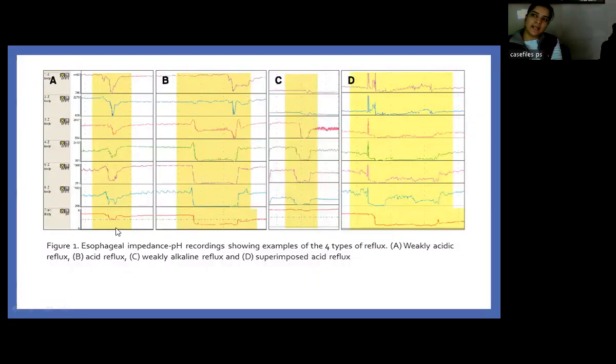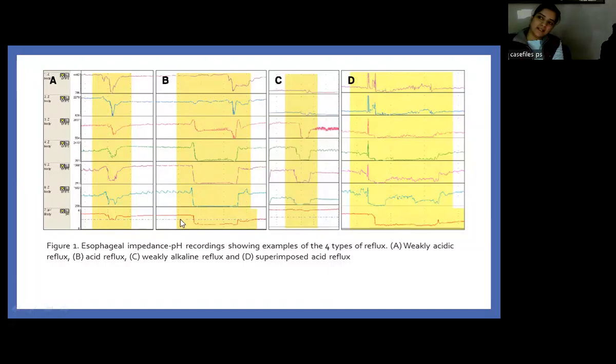In tracing A, there is a pH line at 4. This is the esophageal tracing, in which the pH drifts near to 4. At the same time, there is a fall in the impedance. It means there is a liquid reflux which is ongoing along with the pH dropping near to 4. It means it is weakly acidic reflux which is ongoing.